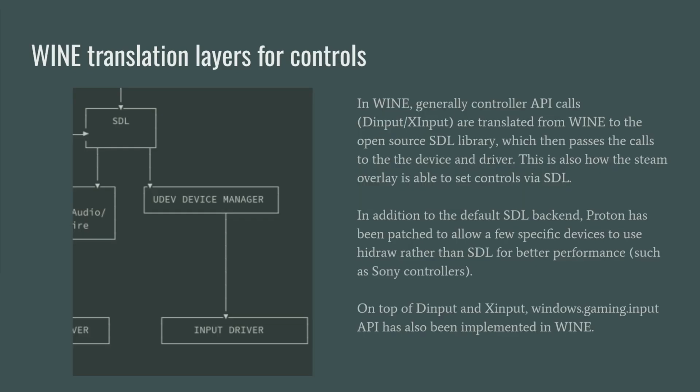Wine translation layers for controller inputs. Generally, Proton specifically uses SDL as backend. Generally, controller API calls are translated from Wine to the open source SDL library, which then passes the calls to the device and the driver. This is also how the Steam overlay is able to set controls via SDL.